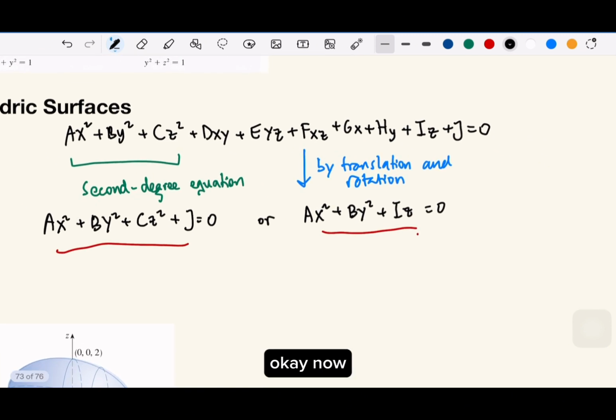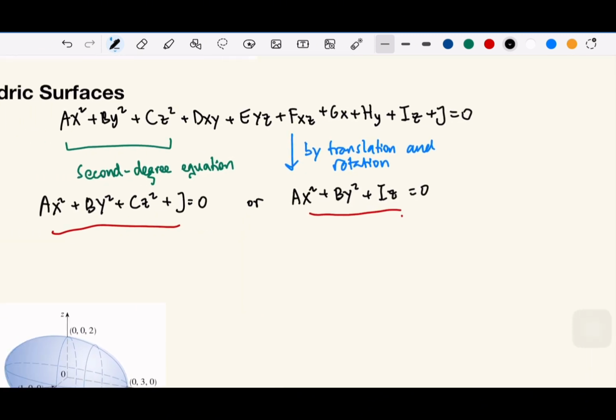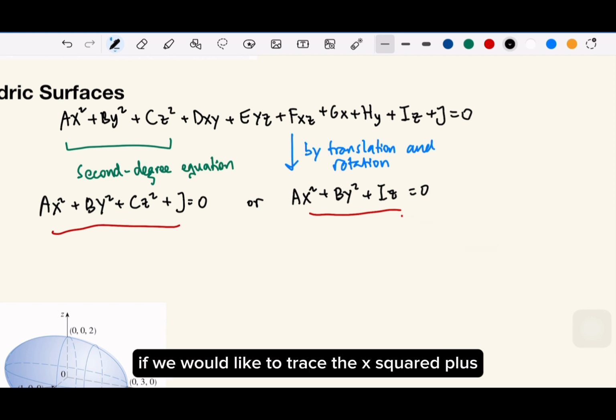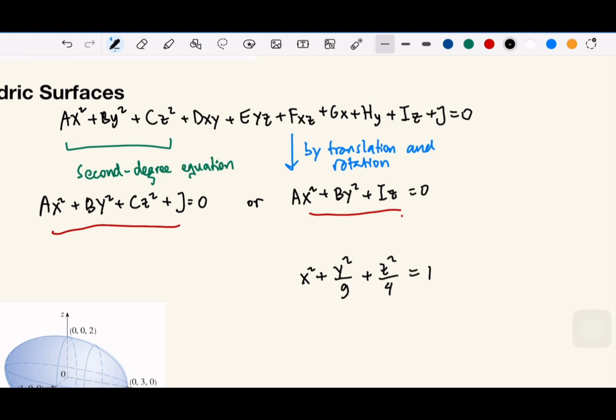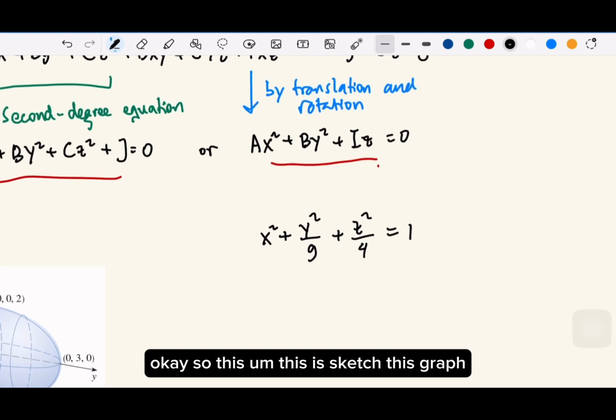Now if we would like to trace x squared plus y squared over 9 plus z squared over 4 equal 1, sketch this graph.